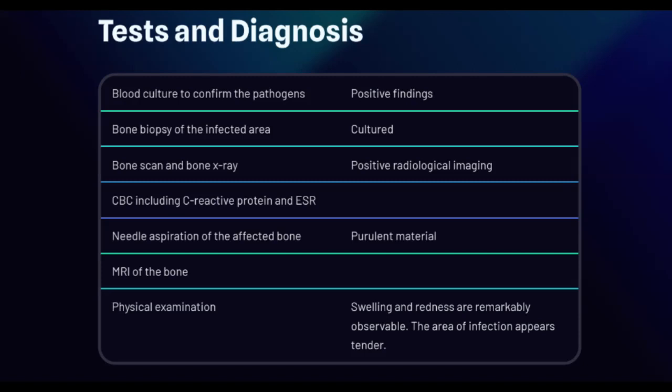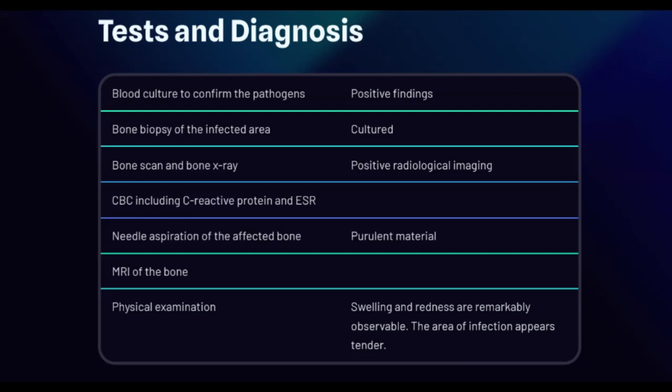Serological assessments, encompassing a comprehensive panel of hematological parameters such as CBC, C-reactive protein, and ESR, furnish clinicians with invaluable biomarkers of inflammation and infection. Elevated levels of these markers serve as harbingers of underlying osteomyelitic pathology, guiding diagnostic prioritization and therapeutic decision-making. Needle aspiration emerges as a minimally invasive technique for procuring purulent material from the affected bone, enabling microbial isolation and characterization. The analysis of aspirated specimens provides crucial diagnostic insights, corroborating clinical suspicions and informing targeted antimicrobial therapy.